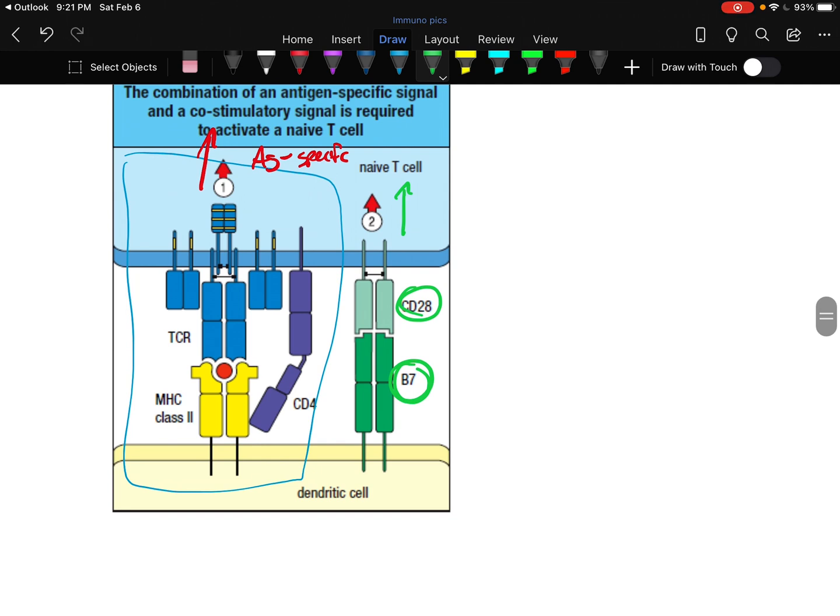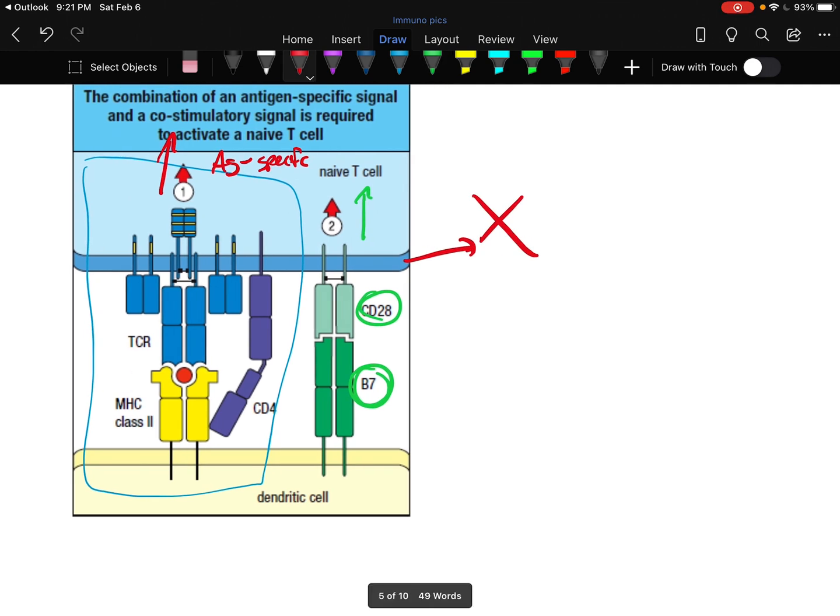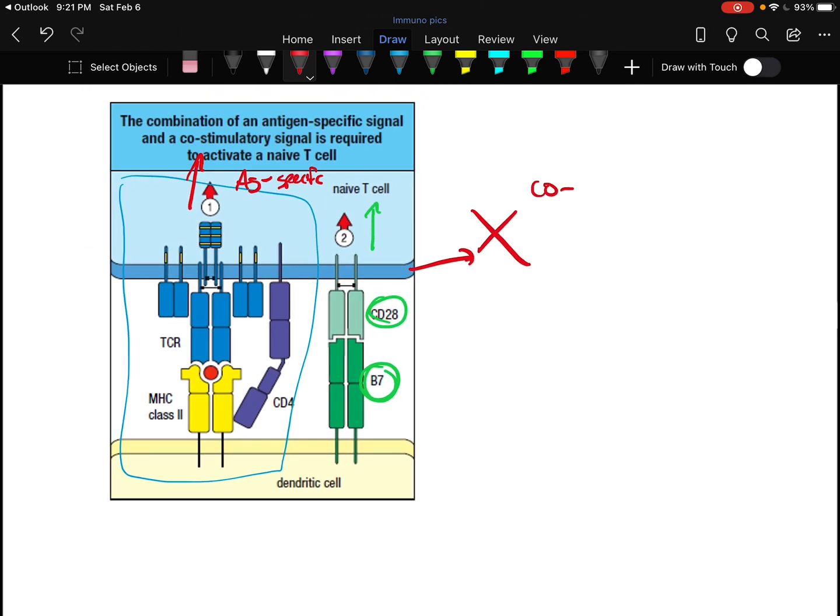If this step didn't happen, co-stimulation, then activation wouldn't occur, and the T cell would become anergic and eventually die in a few days. So it wouldn't be a useful T cell for this immune response.